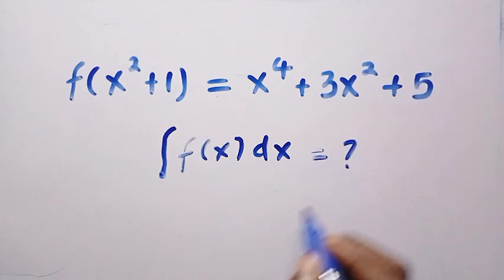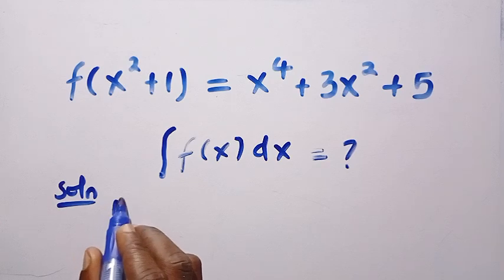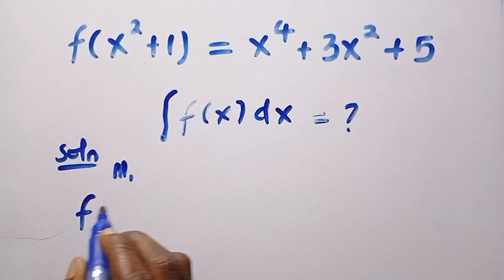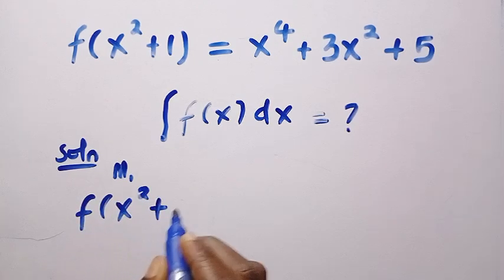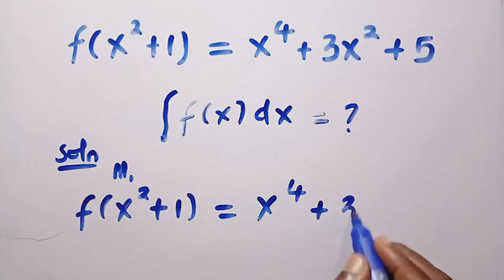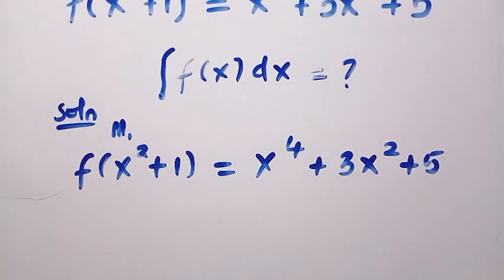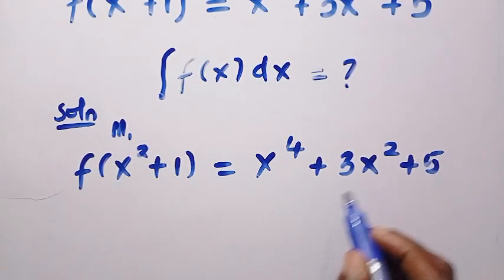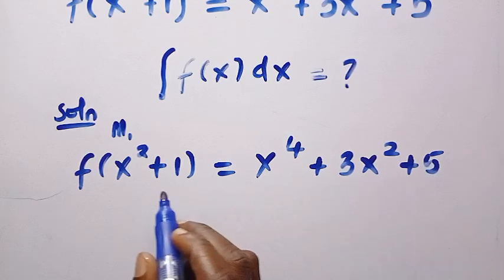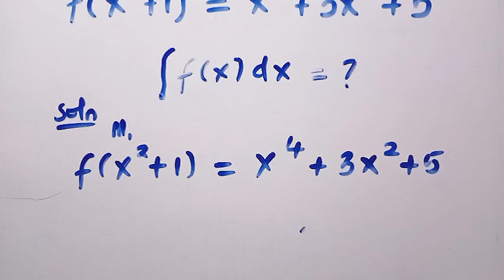So if this is the question, let's see the solution for the first method. For method 1, the function is f of x squared plus 1 equals x to the power of 4 plus 3x squared plus 5. So it's a quartic, and we are going to factorize this. We want to make sure that every term we have here contains x squared plus 1 so that we can do the substitution.